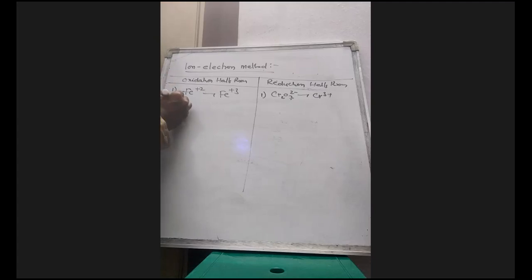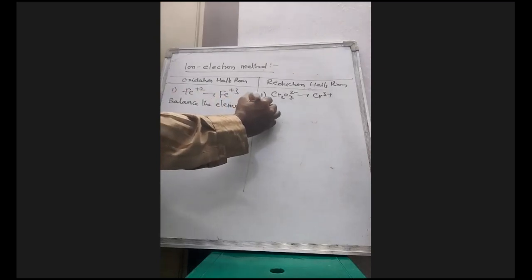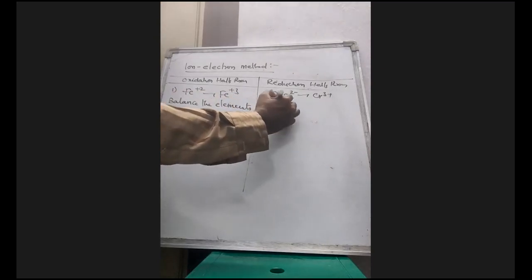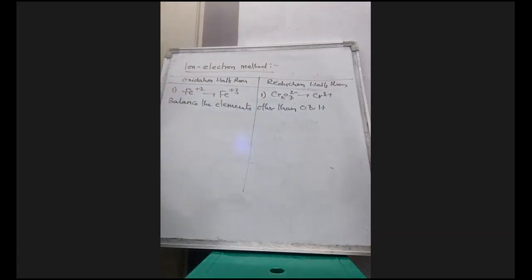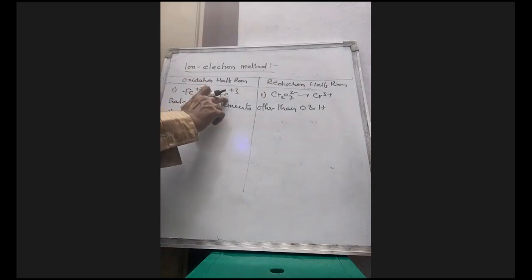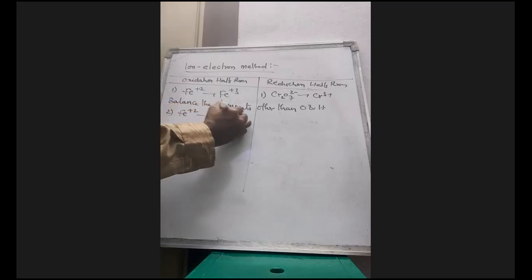Now, what is the second step? Second step, balance the elements other than oxygen and hydrogen. Except oxygen and hydrogen, whatever elements are there, you balance those elements. Here, there is only one iron. On the product side also, there is only one iron. That's why no need to balance.